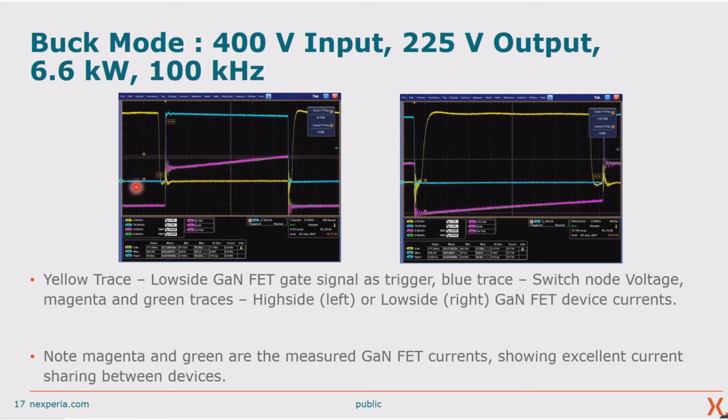The currents in this image here on the left are the high side currents, and these on the right are the low side currents. And as we can see, the currents are being nicely shared and nicely matched to each other. So we can see that the current is being shared equally between both devices. Looking again at the voltage on the switch node, both the overshoot and undershoot are nicely controlled and damped effectively during the switching events.